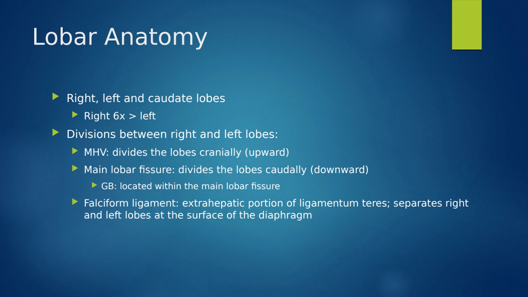The main lobar fissure, it's going to provide that structural division and also kind of storage of our gallbladder right in between the right and the left lobe. Our gallbladder is going to be located within that main lobar fissure, so it's going to protect the gallbladder a little bit.